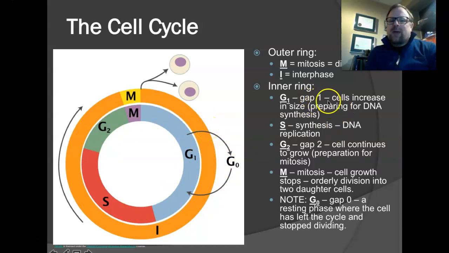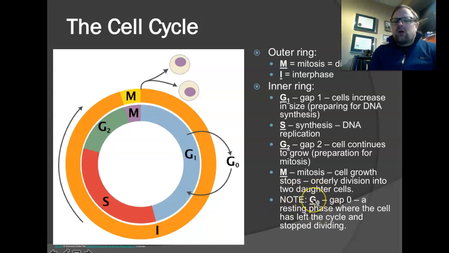G1, or gap 1, is where the cells increase in size and prepare themselves for DNA synthesis. S is where the synthesis is occurring, so we're replicating or duplicating the DNA in preparation for mitosis. In gap 2, the cell continues to grow. It creates more organelles like mitochondria and other things to make sure that it's ready for that division, so that each cell ends up with enough stuff in it. Then it moves into mitosis, which is when cell growth stops and we get an orderly division that leads to two daughter cells.